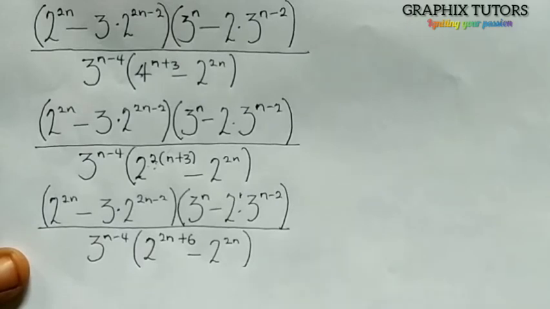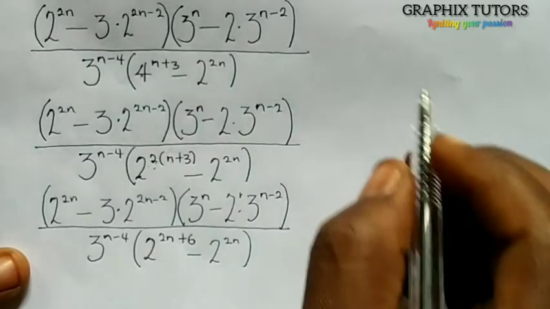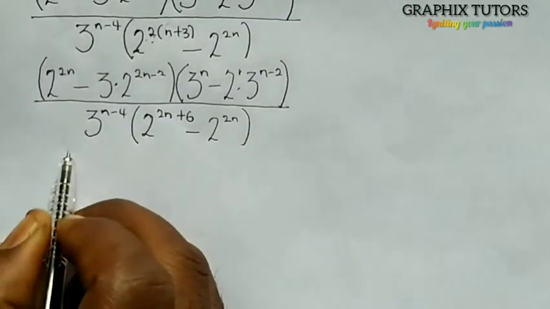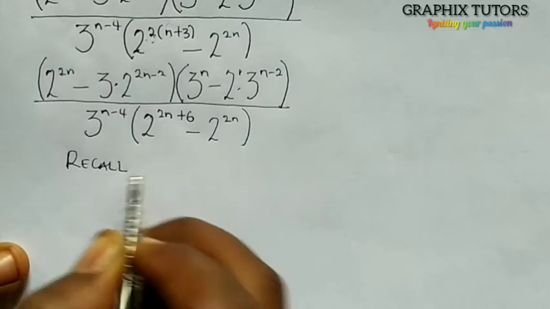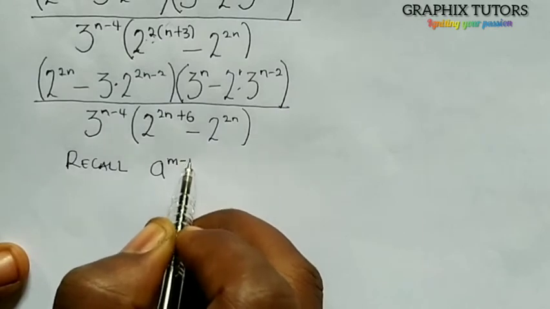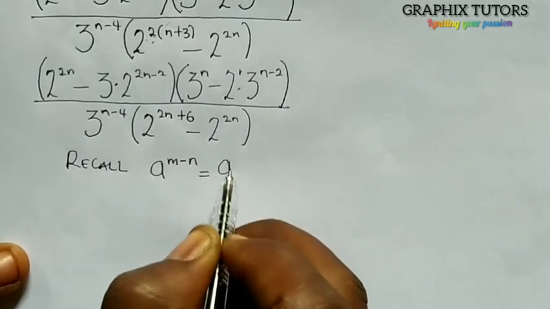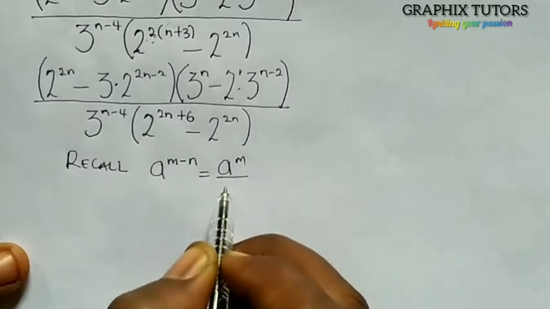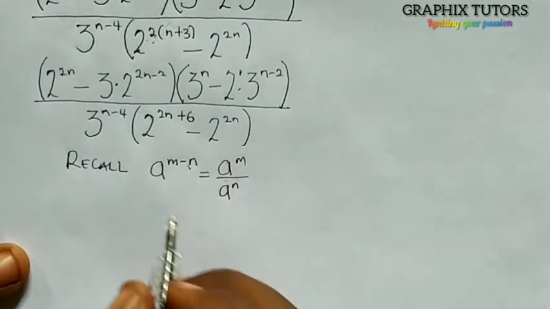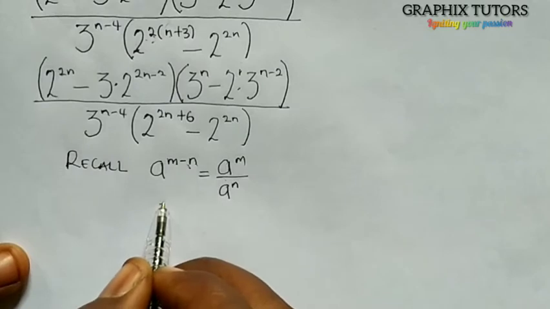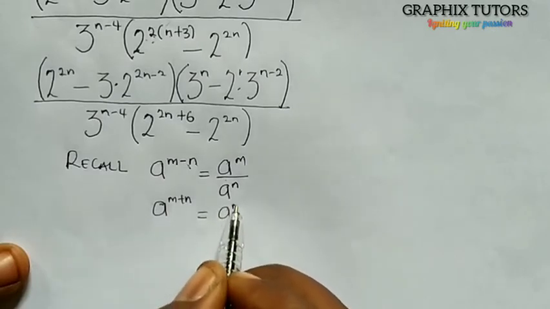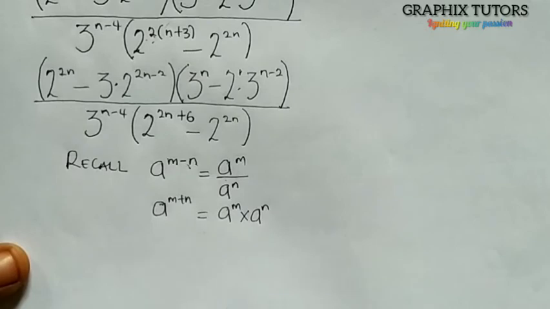We recall, let me just put it here. Oh, here is better. Recall: when you have a to the power m minus n, it will give us a to the power m all over a to the power n. That's the law when you have this. And also, when you have a to the power m plus n, it gives us a to the power m times a to the power n. That is the law.